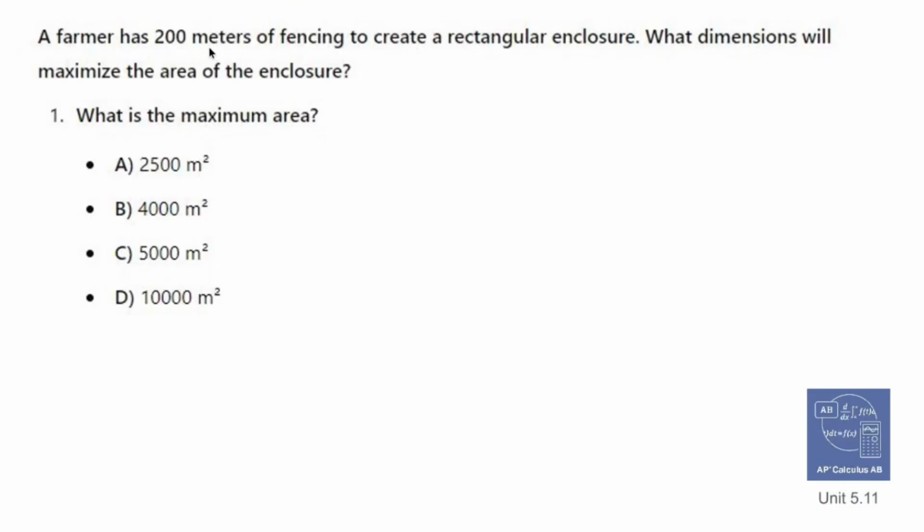A farmer has 200 meters of fencing to create a rectangular enclosure. What dimensions will maximize the area of the enclosure? So this is the idea of optimization problems, which is 5.11 here.